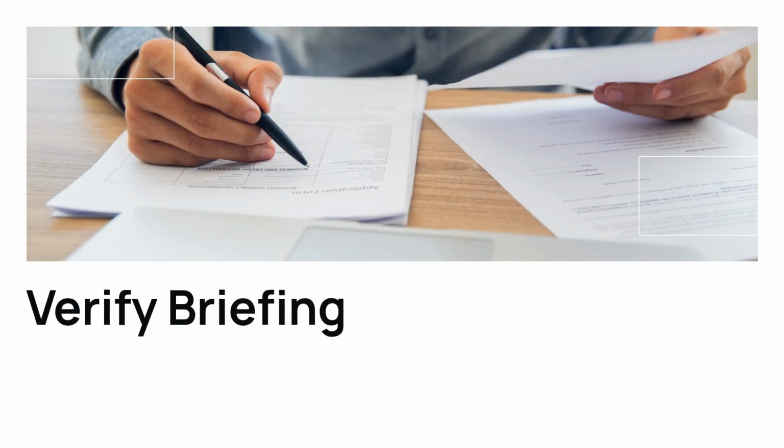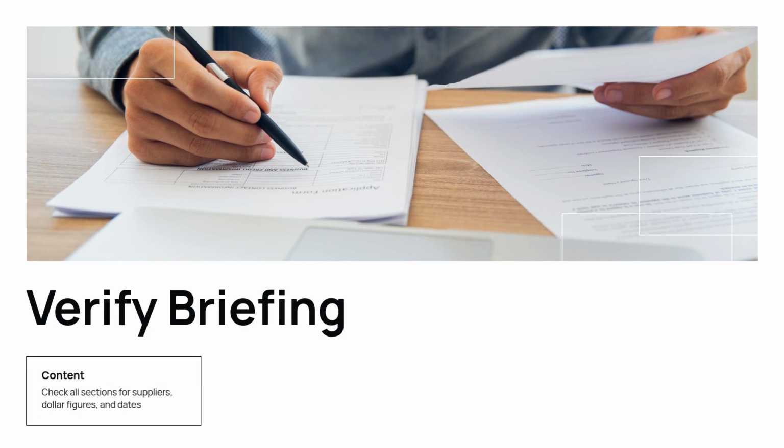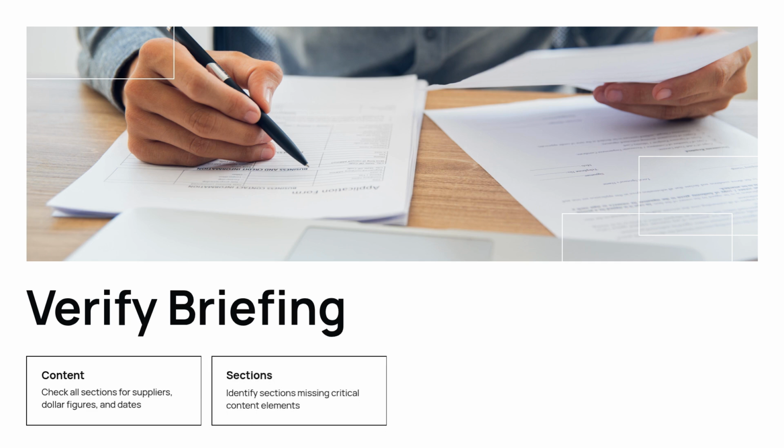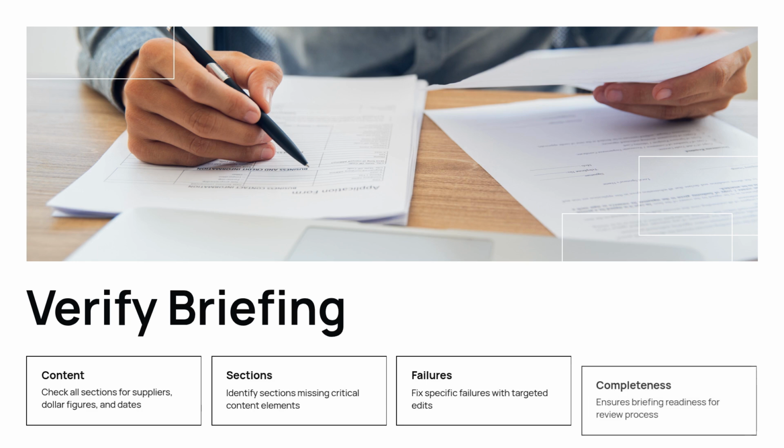Verify content completeness of the briefing. Check each category section for supplier, dollar figure, and date. List any section missing these elements. Specific failures can be fixed with targeted edits. Completeness ensures the briefing is ready for review.